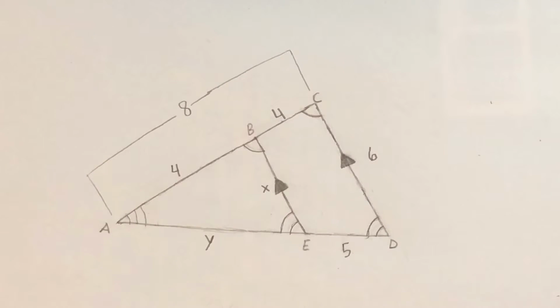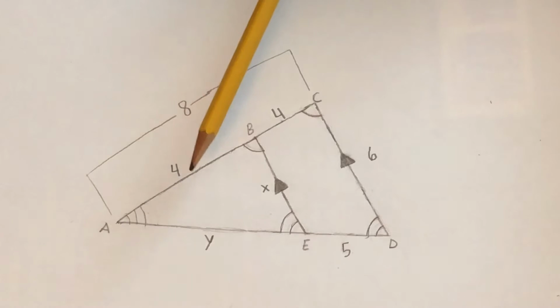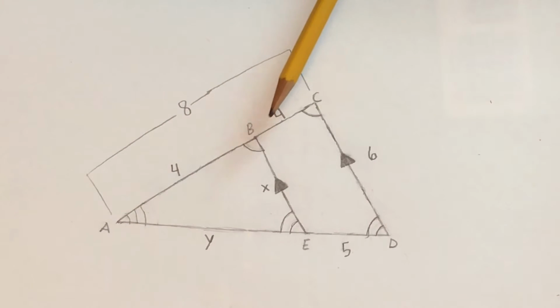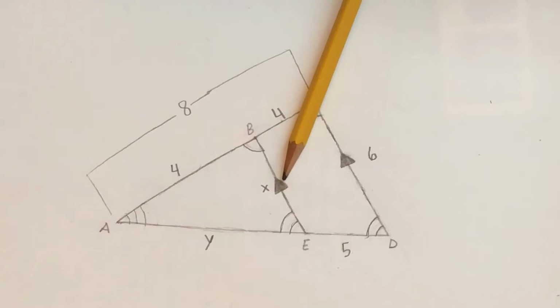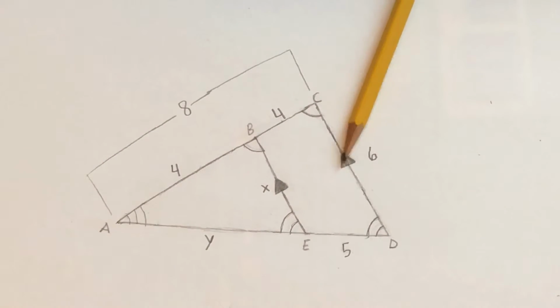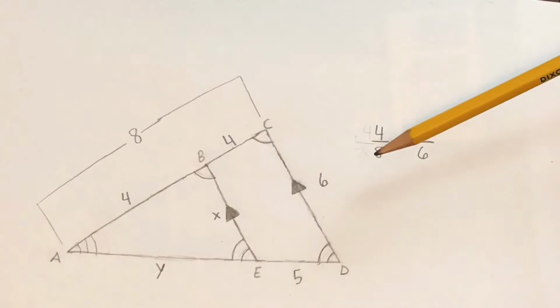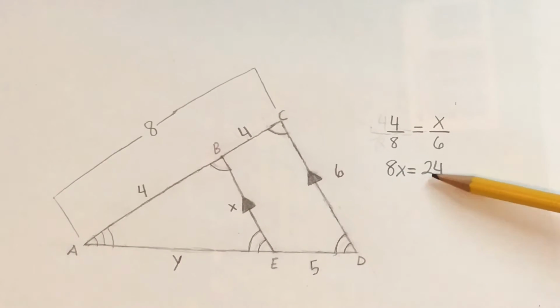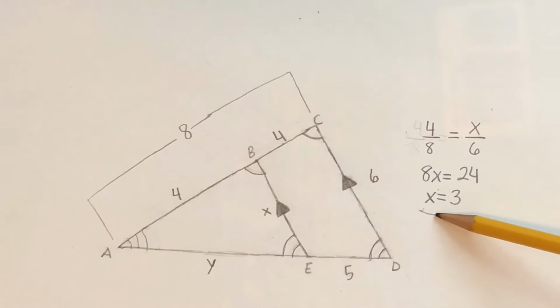Solving for x, we need to write a proportion that compares two sides of the triangles. So that would be 4 over 8, which is the length of the longer side there, and then x over 6. Once you got that, cross multiply to get 8x equals 24. Then divide 24 by 8, so your final answer would be x equals 3.